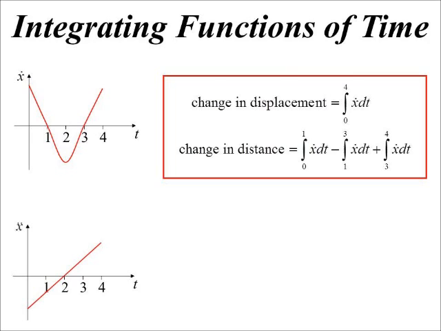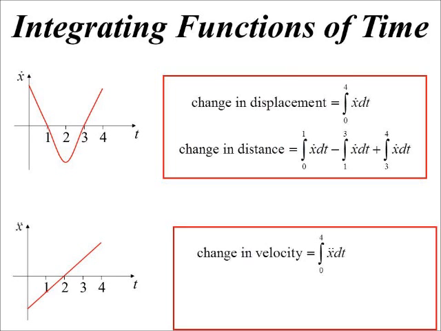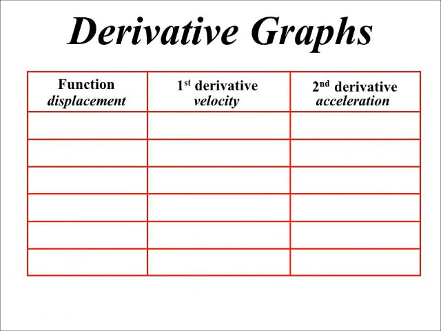And we could do a similar thing if we had an acceleration time graph. If we wanted to find the change in velocity, that would be the complete integral, whereas the change in speed would be the areas under the curve added together. So this brings us on to, okay, derivative graphs.